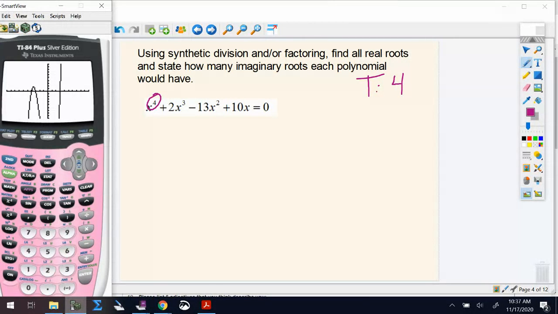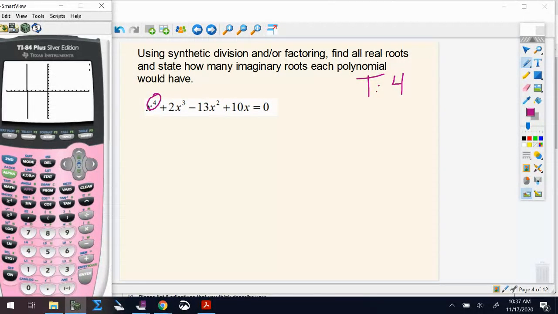So you're going to go to your calculator, you're going to go to y equals, and you're going to put in your full polynomial. Make sure you type it correctly because obviously if you mess something up, it's not going to look the way it's supposed to. So 2x to the third, 1913x squared plus 10x. And I'm going to hit graph.